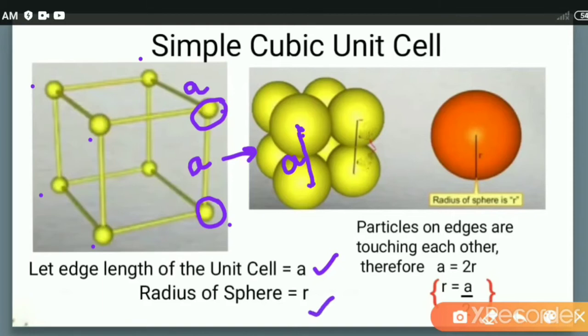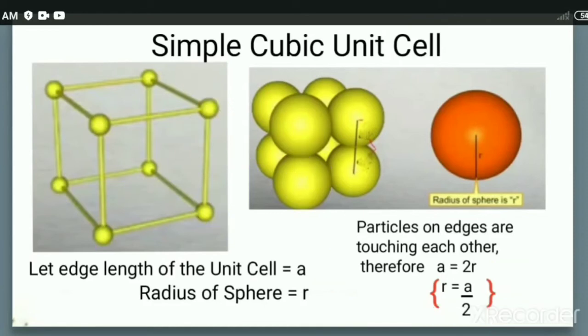Let R be the radius of the sphere. So from this it is clear that A is equal to 2R. Since the particles on the edges are touching each other, we can say that A is equal to 2R. So we can find the relation here, that is R is equal to A by 2. That means the radius of the particle is equal to half of the edge length in a simple cubic unit cell.